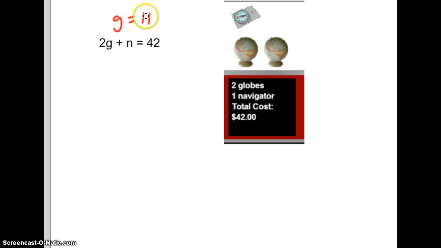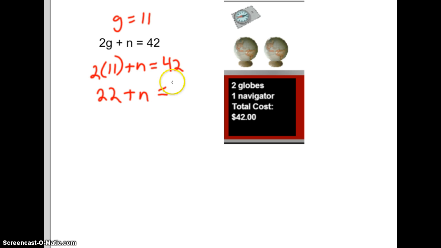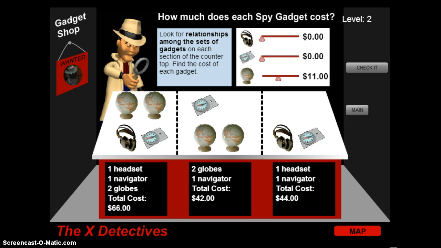So if 1 globe is $11, if I substitute 11 for G, plus the cost of the navigator will equal $42. 22 plus N equals 42. If I subtract 22 from both sides, N will be equal to 20. So the navigator is $20. So what I'm going to do is enter $20 for the cost of the navigator.